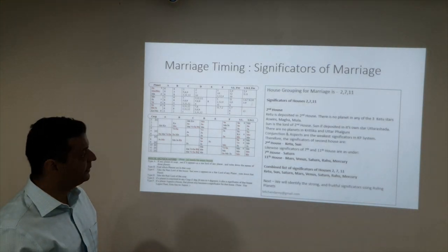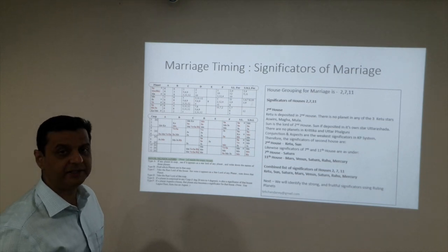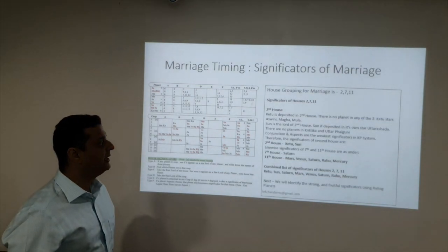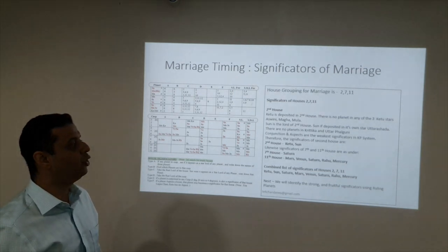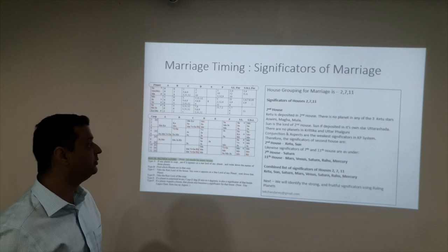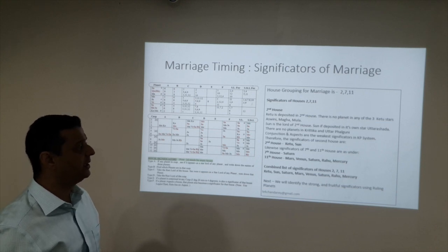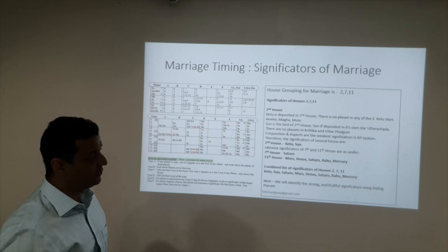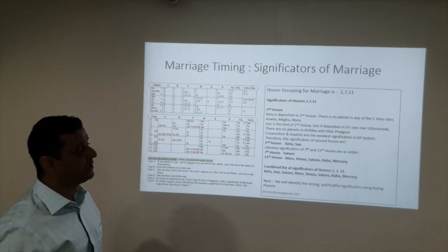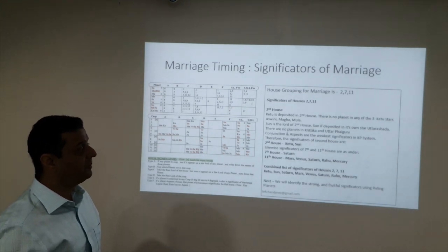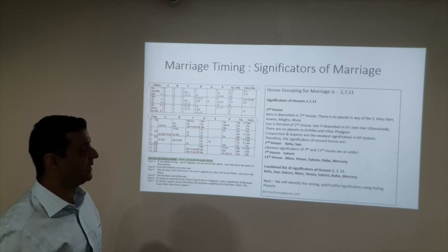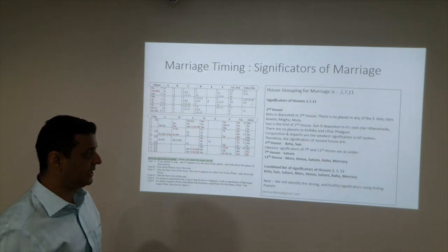So now let us identify what the significators here are. For the second house, as we see in the chart, Ketu is deposited in the second house. There is no planet in any of the 3 stars of Ketu: Ashwini, Magha and Mula. Sun is the lord of the second house. Sun is deposited in its own nakshatra or star, that's Uttarashada. There are no planets in the Kritika and the Uttar Falguni stars that are also owned by the Sun. And therefore the significators of the second house are Ketu and Sun.